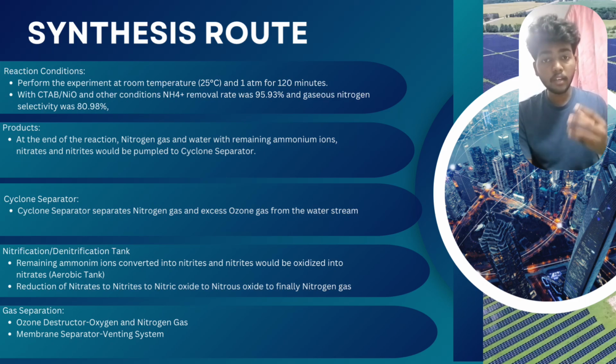And nitrates would be reduced to nitrites, and from nitrites to nitric oxide, and from nitric oxide to nitrous oxide, to finally nitrogen gas in a denitrification tank with the help of denitrifying bacteria. For the gas separation, the excess ozone gas and nitrogen gas would pass through an ozone destructor. Nothing would happen to the nitrogen gas since nitrogen gas is an inert gas, and ozone would be converted into oxygen. And using the membrane separator, oxygen gas would be separated from nitrogen gas. Nitrogen gas would be vented out, and oxygen would be stored for other purposes.